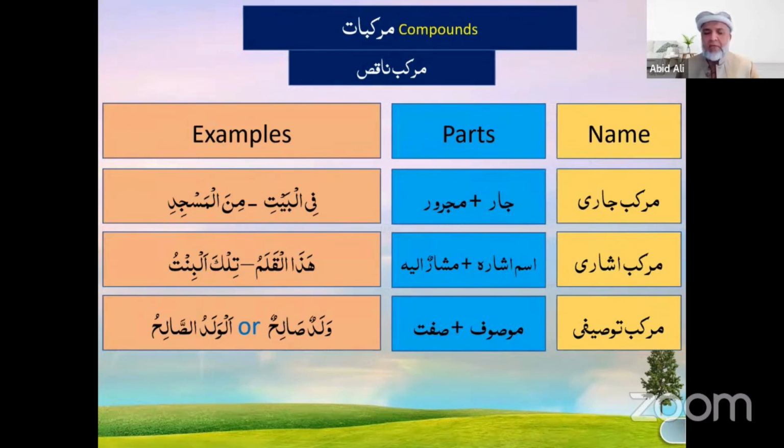Now, is waladun salih, righteous boy, a complete sentence? No, it is an incomplete phrase. Fil bayti, is it a complete sentence? No, it is a phrase called murakkab jari. Hazal kalamu, this pen, is also not a complete sentence. What is the definition of murakkab naqis? These are incomplete phrases. What is the other category? Murakkab tam, and that is the complete one. Are we clear on this idea?